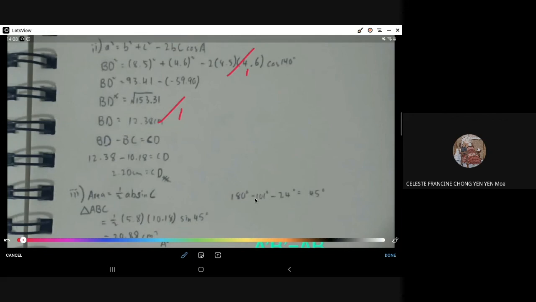And then finally, we take the length of BD and minus the length of BC, 10.18, which will equal 2.20 cm, the length of CD.